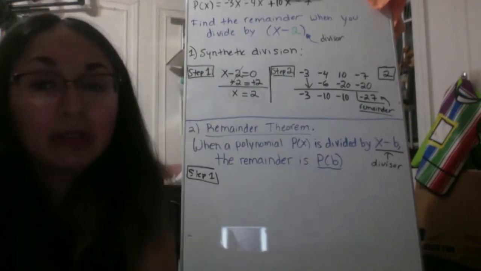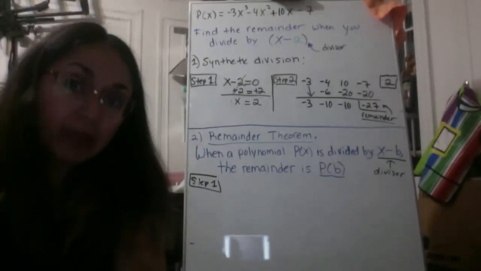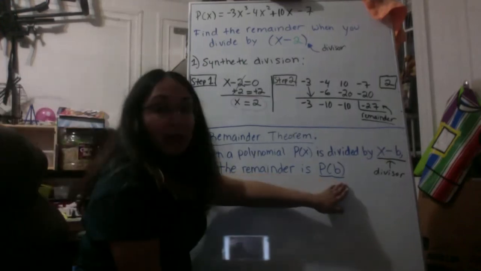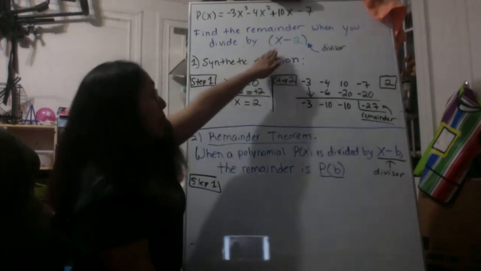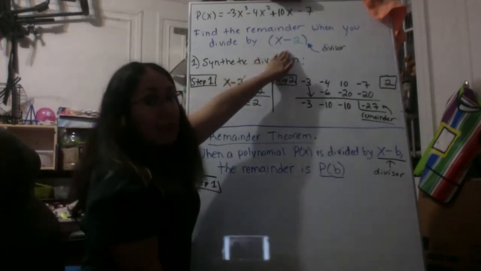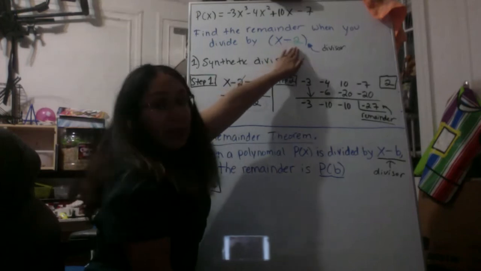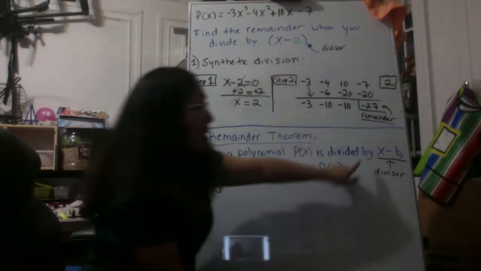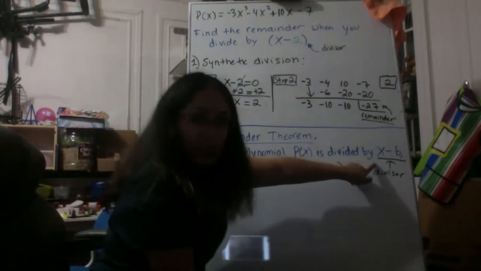earlier using synthetic division, but we're going to find the remainder not by dividing, but by finding what p of 2 is. Why p of 2? Because if you notice here, in the original problem you're dividing by x minus 2, and the inverse operation, when you set it equal to 0, would give us positive 2, just like it says here in the theorem, x minus b, and here is positive b, here's minus b.